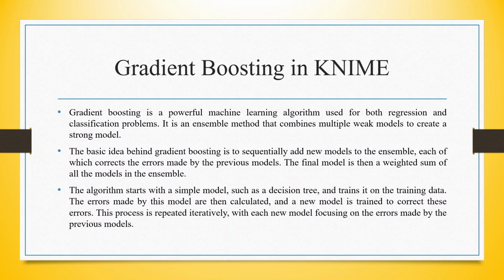The algorithm starts with a simple model such as a decision tree and trains it on the training data. The errors made by this model are then calculated and a new model is trained to correct these errors. This process is repeated iteratively with each new model focusing on the errors made by the previous model.